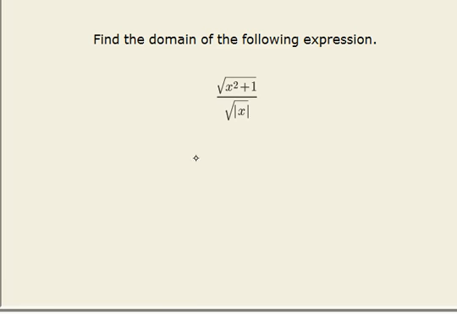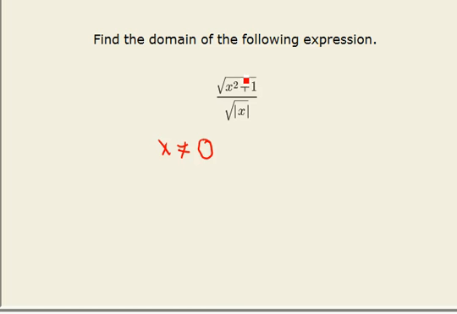So we know that our x cannot be equal to 0. So we know right away that our x is not equal to 0, because that would make our denominator 0, which would be no use to us.